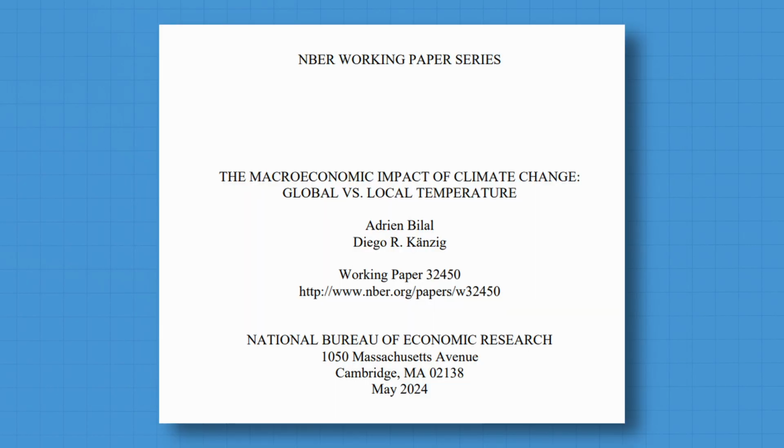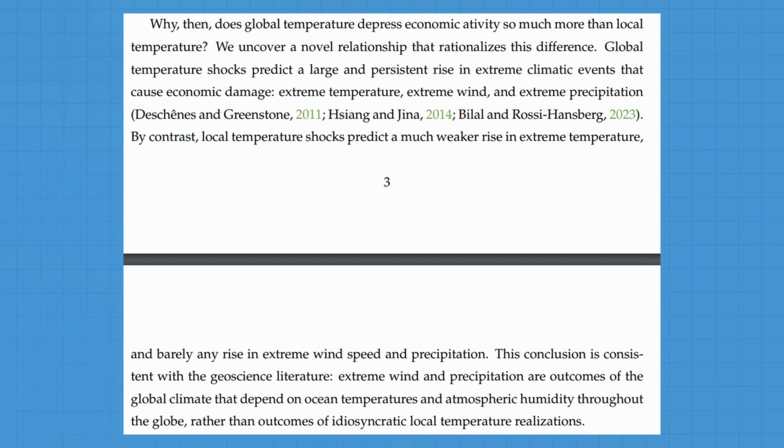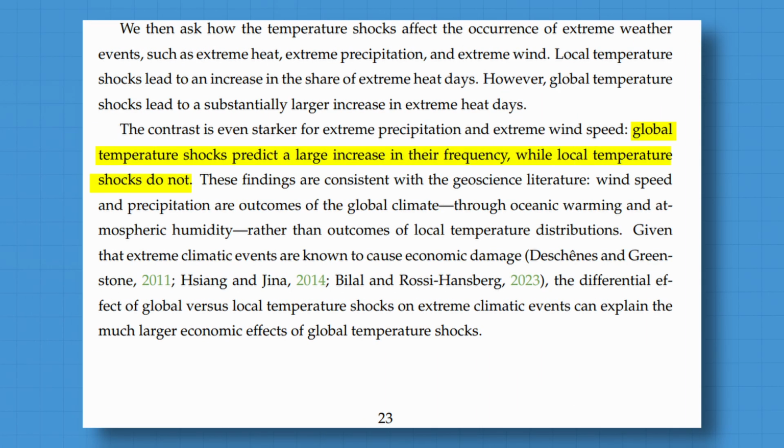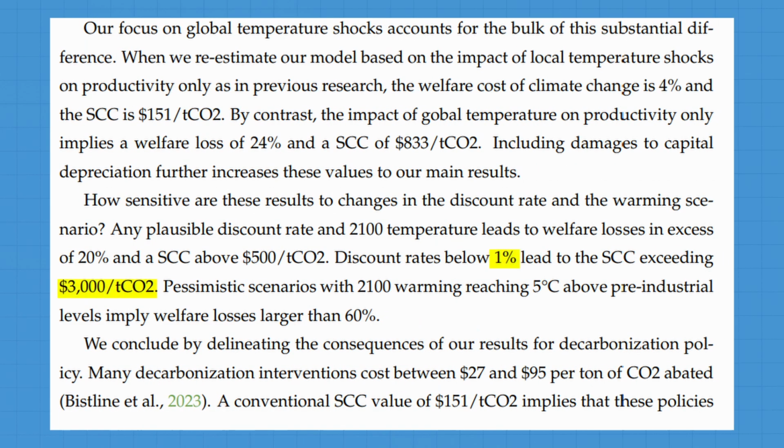This recent paper here finds a mean social cost of carbon of $1,056 per tonne of CO2. How come? Well, to keep it simple, it looks at the effect of global mean temperature change on local impacts instead of solely looking at the impact of local temperature change on local impacts. They say that global temperature changes lead to bigger increases in extreme events at a local level than local temperature changes. They also find much higher carbon costs when lower discount rates are used.